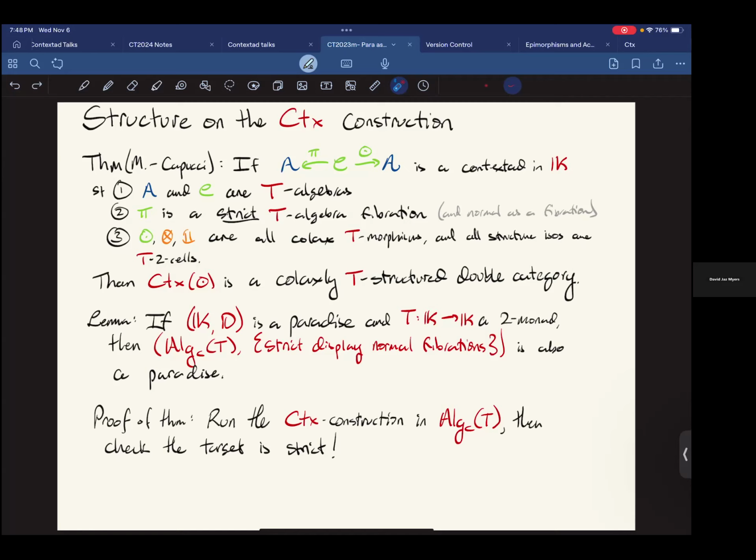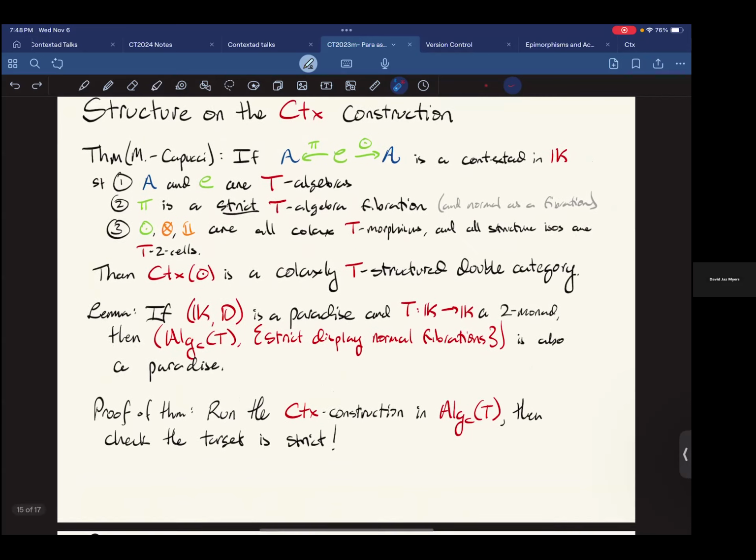And so the proof of the theorem says, basically, just run the colax construction in Alg T C. And then you don't quite get everything for free there. You have to just check that the target is strict. And that turns out to follow. So the lemma here is important. This is why we need to add this display map thing, because not all pullbacks exist in this two category, but the ones that are strict display normal fibrations, which is what we assumed our pi was here, they do pull back. Okay. So you can actually run the whole construction there.